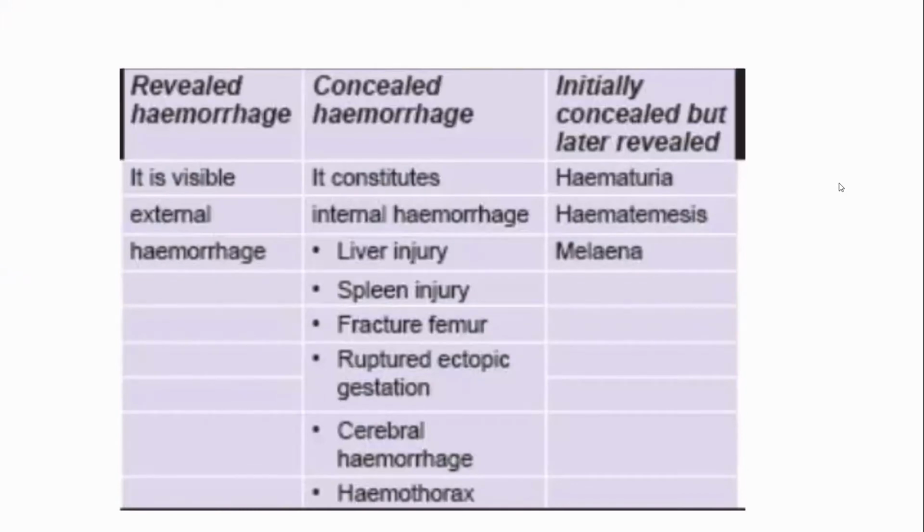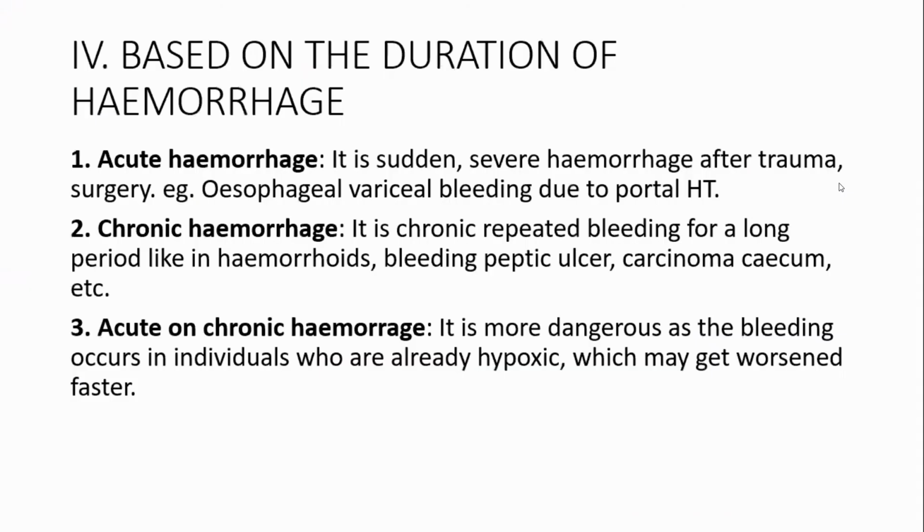You can see revealed hemorrhage is visible, and concealed hemorrhage is the opposite. If there is a solid organ injury, initially there may be concealed hemorrhage and later it becomes revealed. For example, in case of hematuria, hematemesis, and melena, we may see later there is a revealed hemorrhage.